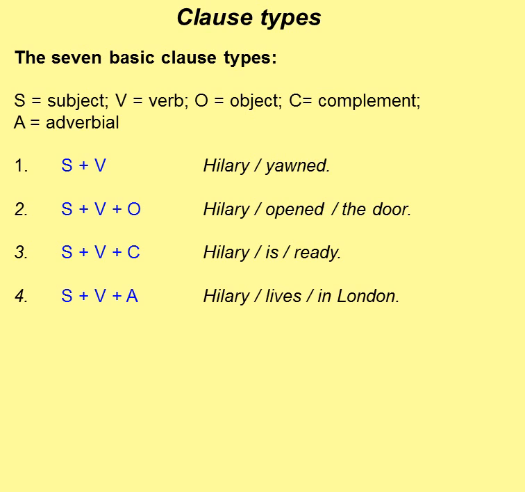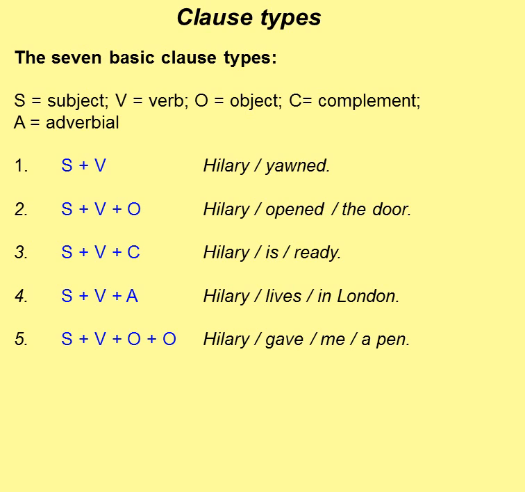We can have subject, verb, adverbial. Hilary lives in London. In London being the adverbial, it gives us more information about Hilary and where she lives, so it tells us where. And then we start getting a little bit more complex. We can have subject, verb and 2 objects. So Hilary gave me a pen. We've got 2 objects there. One is me and one is a pen. So we've got direct and indirect objects. A pen is the direct object and me is the indirect object.